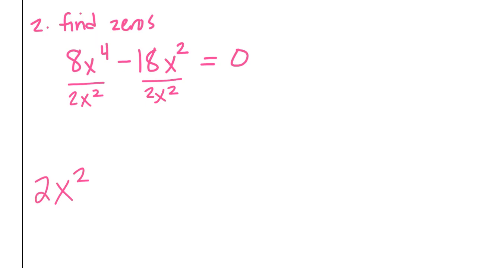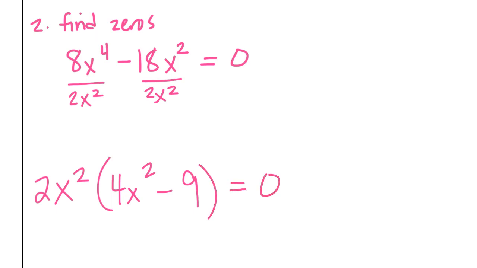Okay, so now let's perform that division. For the first term, 8 divided by 2 is 4. And then x to the 4th divided by x to the 2nd. Laws of exponents just say that you have to subtract. So 4 minus 2 is 2. That would give me x squared. Now for the next term, negative 18 divided by 2 would give me negative 9. And then I have x squared divided by x squared. So laws of exponents, 2 minus 2 is 0. So it'd be x to the 0 power, which is just 1, so you don't need to write it. And this all still equals 0.